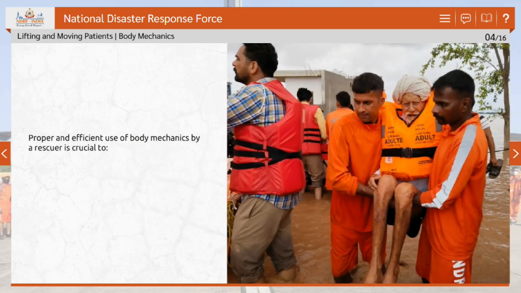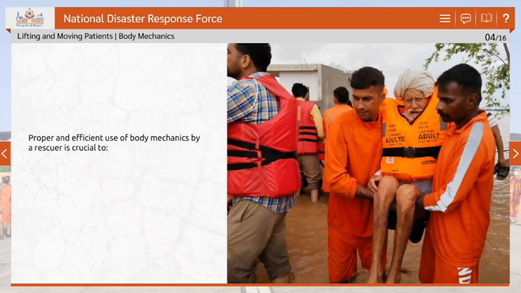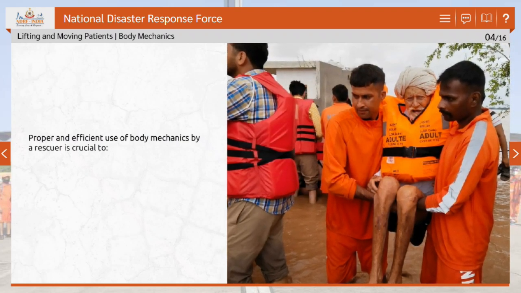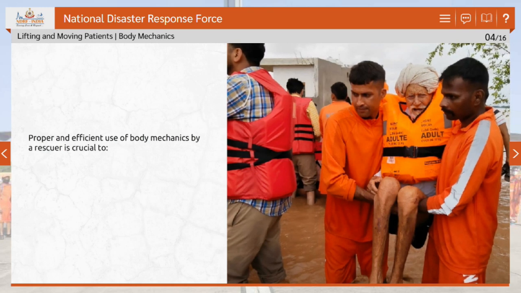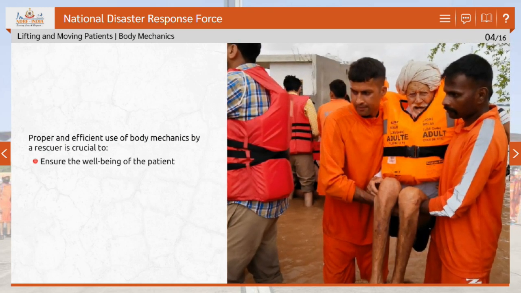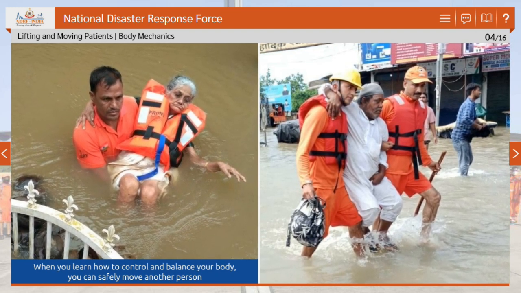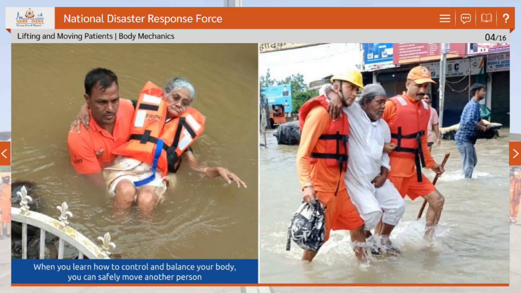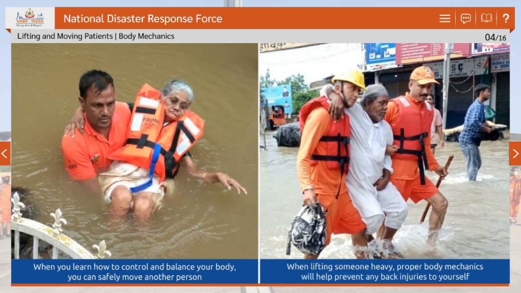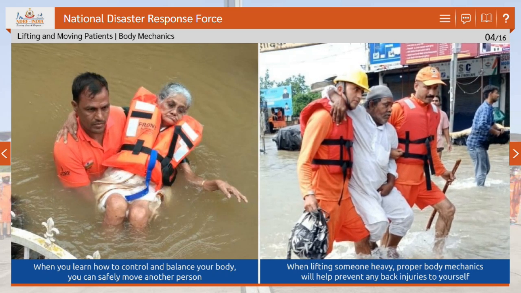The proper and efficient use of body mechanics by a rescuer is crucial during the process of lifting and moving a patient or victim from the incident site or operational area. This approach is essential to ensure the well-being of the patient, facilitate immediate treatment, and provide a better cure. When you learn how to control and balance your body, you can safely move another person. When you are lifting someone heavy, proper body mechanics will help prevent any back injuries to yourself.